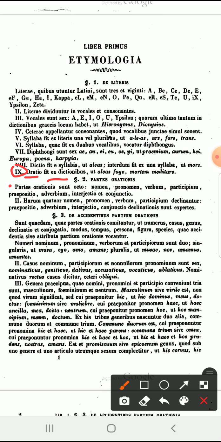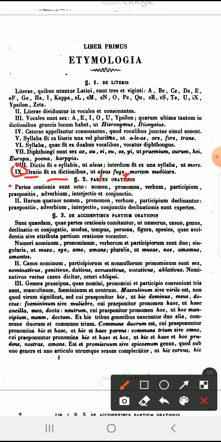The first part of speech is nomen. Now in Latin, the word nomen simply means name. But in English, we use the word noun to refer to this first part of speech. It's important for us to understand that a noun is simply a name of something. The first part of speech is nomen, a noun.